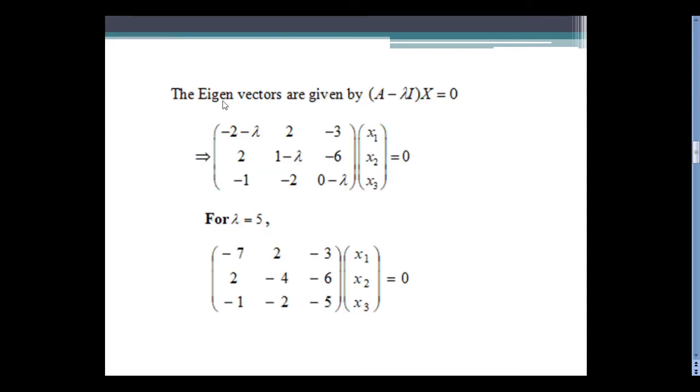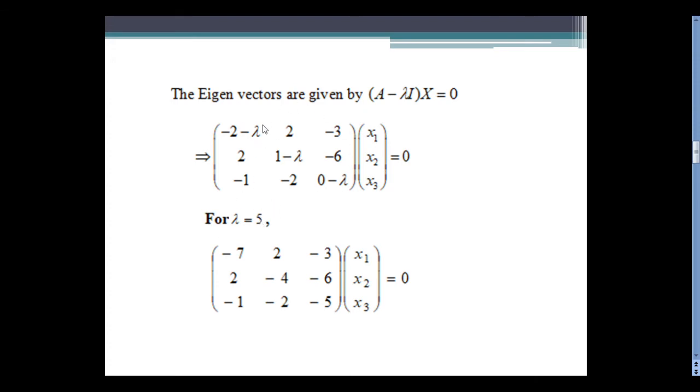Next thing we want to find out the eigenvectors for the given matrix. The formula is A minus lambda I into x equal to 0. A minus lambda I, that is A matrix, subtract lambda into I. Only the diagonal elements we have to subtract lambda, into x1, x2, x3 is equal to 0. Now what is your first root? We have first root is lambda equal to 5. Now for lambda equal to 5, we want to find out the corresponding eigenvector.